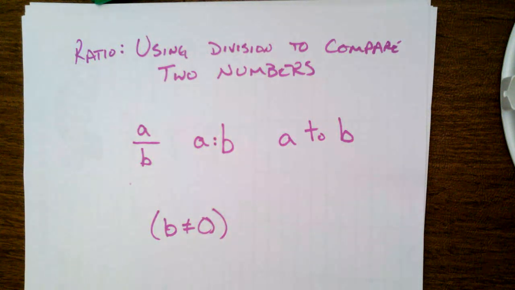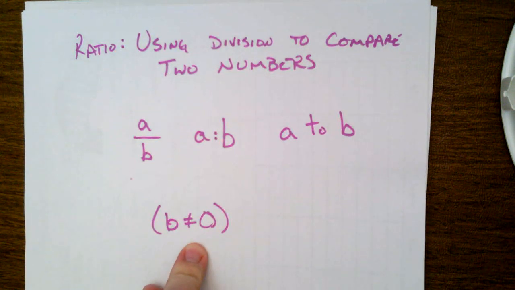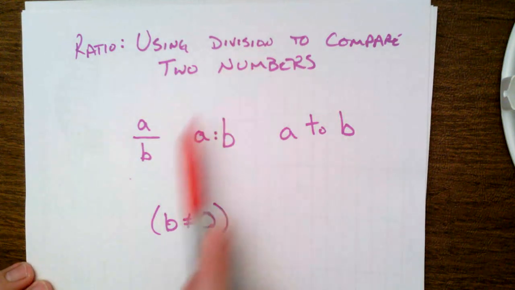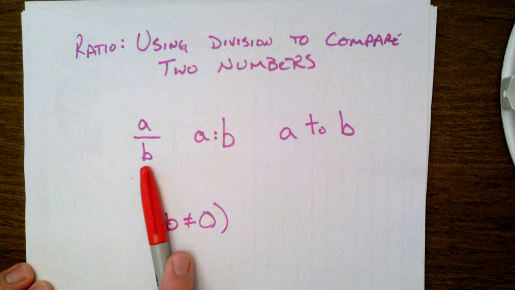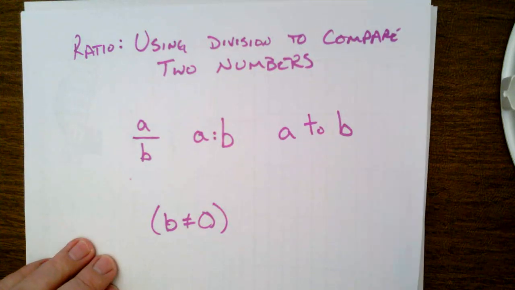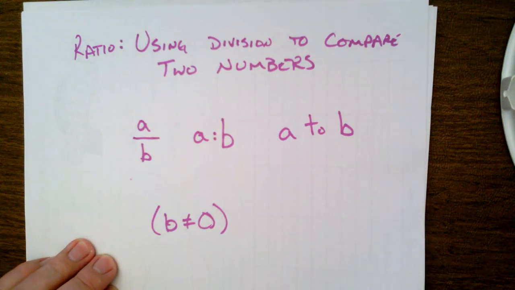And then the only other caveat is that B cannot be equal to 0. The reason obviously being that this is division and you cannot divide by 0. We've had a lot of discussions about that in the past as well. So that's a ratio.